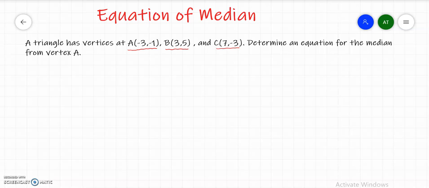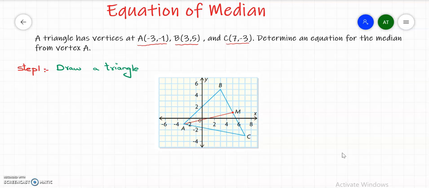Okay, to calculate the equation of median, we have to go through 5 steps. So let's begin with step 1. In step 1, we have to draw a triangle and mention all the 3 vertices of the triangle. Okay, we have done drawing the triangle with the vertices A, B, and C. Now let's move to step 2.